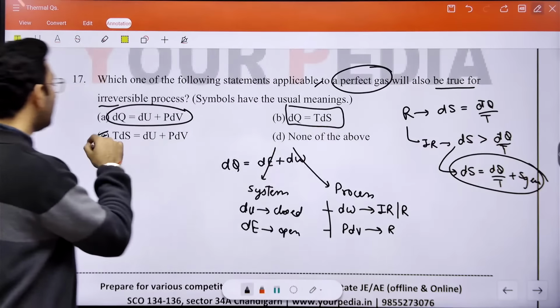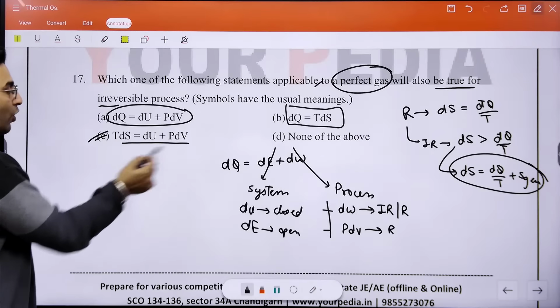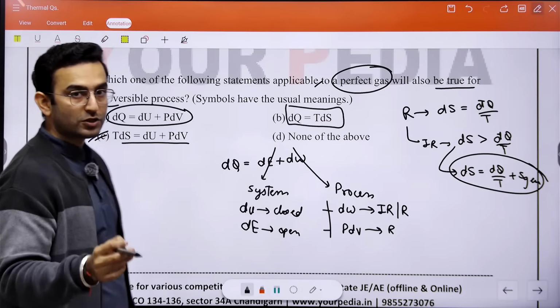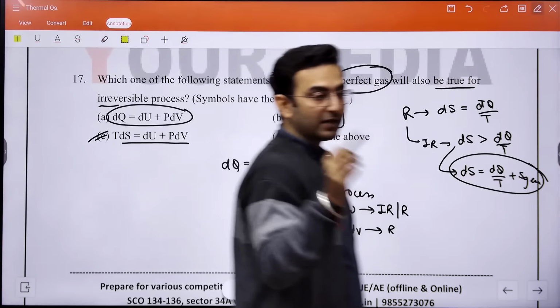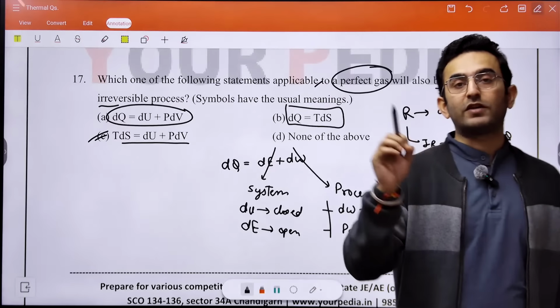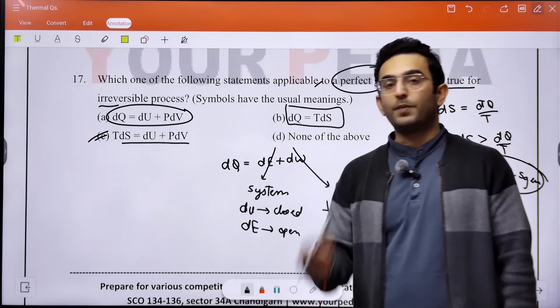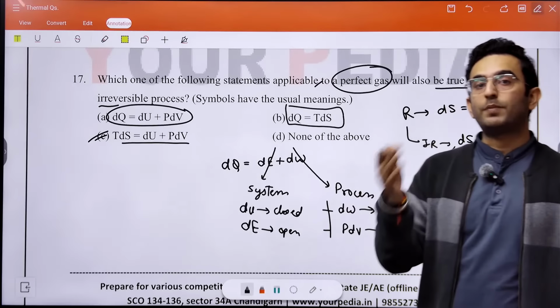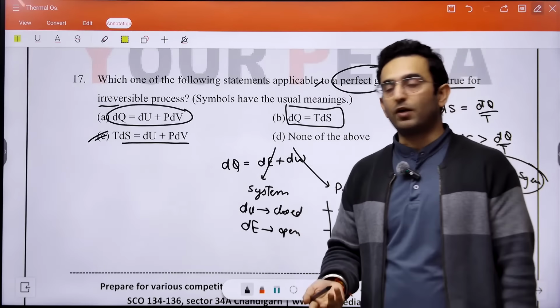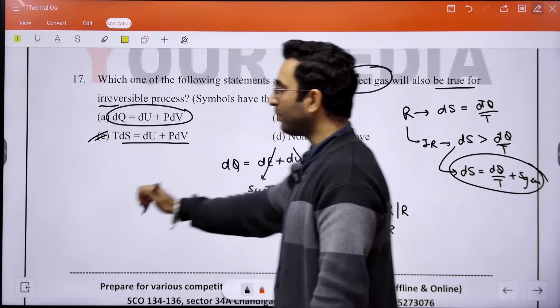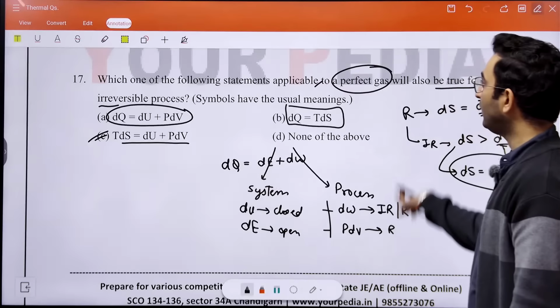Next part, TDS is equal to du plus PdV. All of these terms are the point functions only, so they are applicable for reversible as well as the irreversible processes here. Okay, because all these terms are depending upon the end states only. It does not depend upon how the process is being carried out. Okay, so option number C will be the correct answer. Next question.